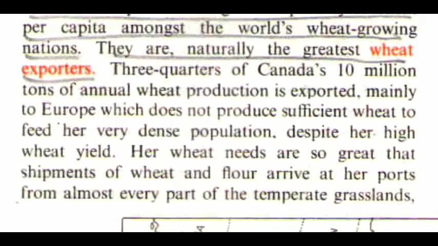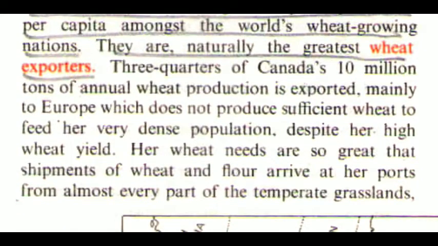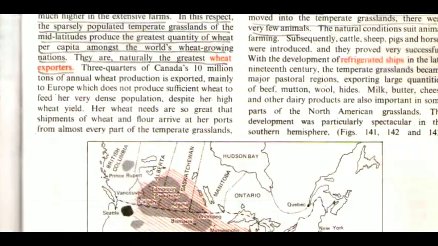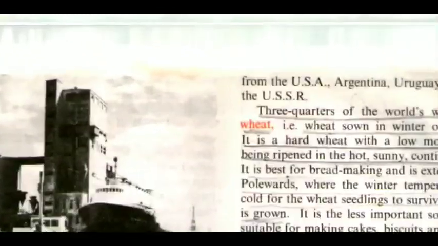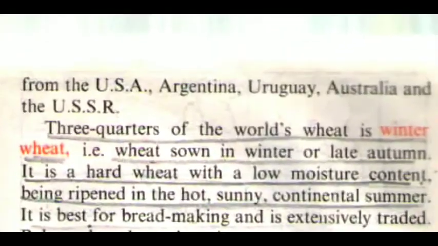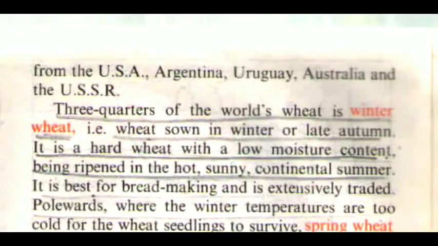Three quarters of Canada's 10 million tons of annual wheat production is exported, mainly to Europe, which does not produce sufficient wheat to feed her very dense population. Despite her high wheat yield, her wheat needs are so great that shipments of wheat and flour arrive at her ports from almost every part of the temperate grasslands: from the USA, Argentina, Uruguay, Australia, and the USSR.